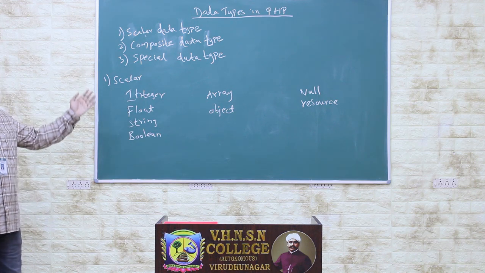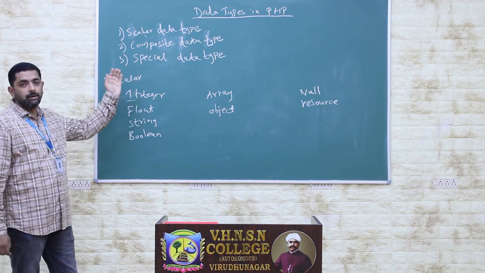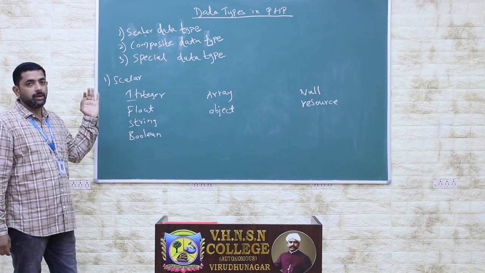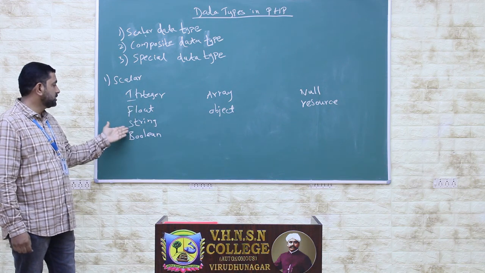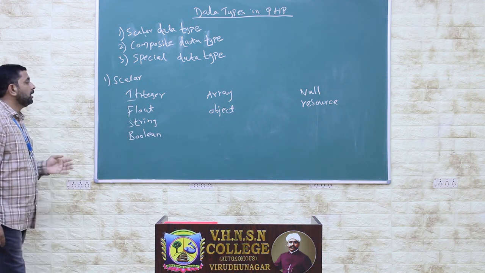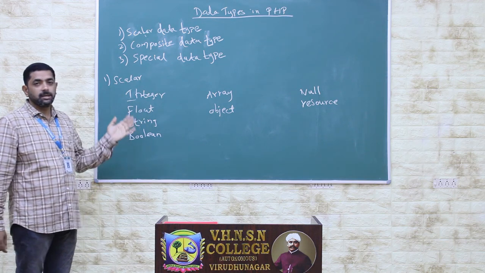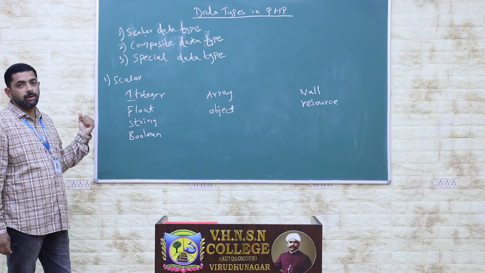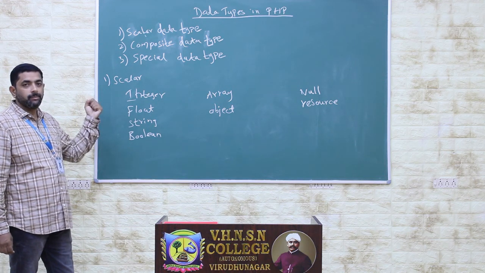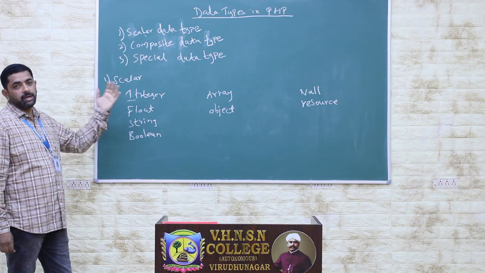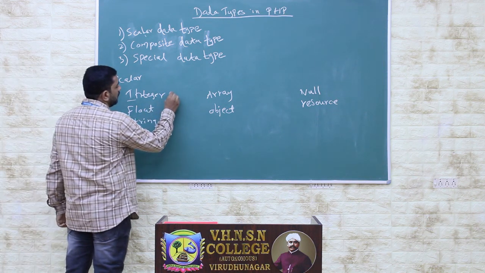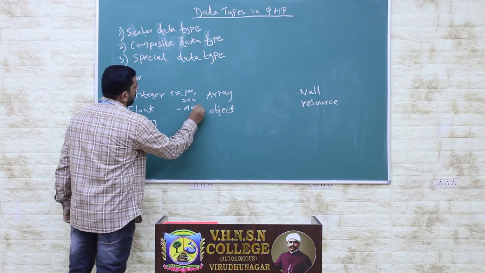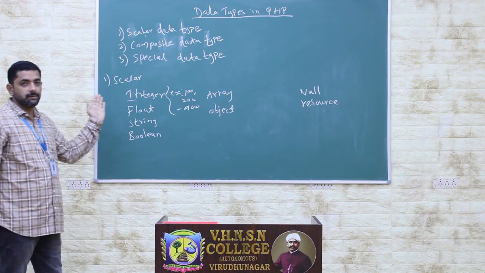So let's understand each data type. Scalar data type allows us to create variables or constants which can hold only a single value. For example, integer, float, string, and boolean all contain a single value. So integer means a whole number, including positive and negative numbers, that is, numbers without any fractional part. For example, integers.